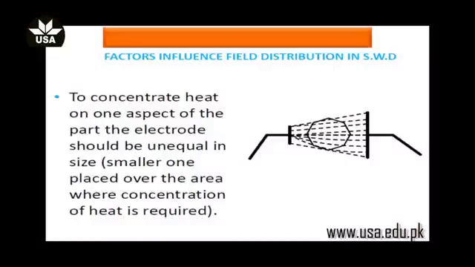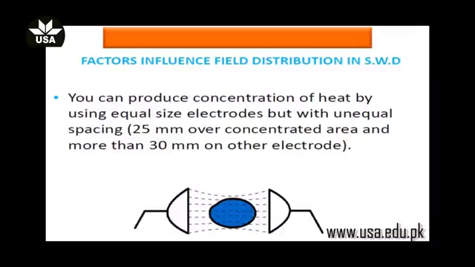But sometimes we may use different sizes of electrodes. I may select, according to my choice, that one electrode is larger in size and the other electrode is smaller in size. To concentrate the heat on one aspect of the part, the electrodes should be of unequal size. The smaller one is placed over the area where the concentration of heat is basically required. You can also produce the concentration of heat by using equal size electrodes but with unequal spacing, like 25 millimeters over the concentrated area and more than 30 millimeters on the other electrode.